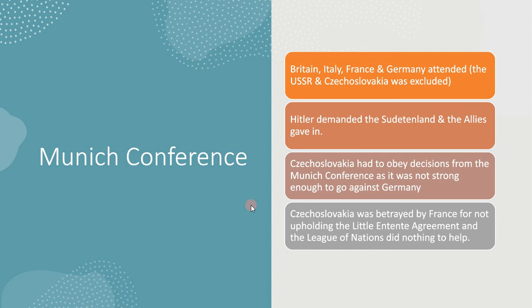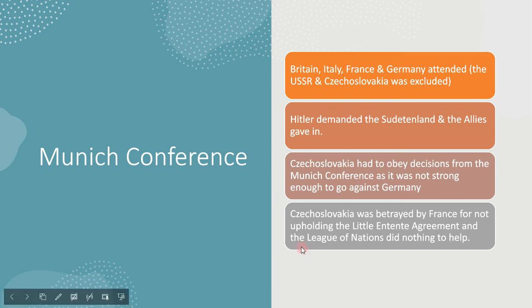But to be fair, Czechoslovakia was part of the Austro-Hungarian Empire, which was really chummy with Germany back then. Czechoslovakia had to obey the decisions from the Munich Conference because they could not go against Germany on their own. And they felt betrayed by France for not upholding the Little Entente agreement. And the League of Nations did nothing to help.